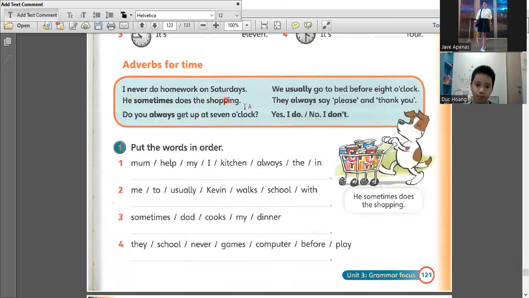All right, next one is the adverbs of time. Now, I want you to read the sentence and the question. Can you read it? I never do homework on Saturday. We only go to bed before 8 o'clock. They sometimes do the shopping. They always say please and thank you. Do you always get up at 7 o'clock? No, I don't. Very good. I get up at 6 o'clock. You get up at 6 o'clock? Yes. Really? Wow, that's nice. It's just early. But that's okay, as long as you're getting up, not late, right?